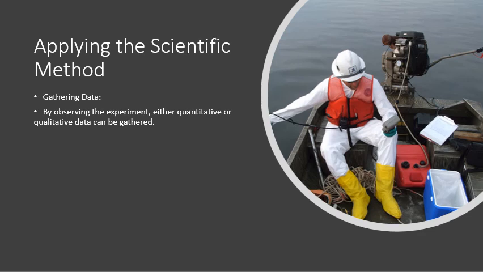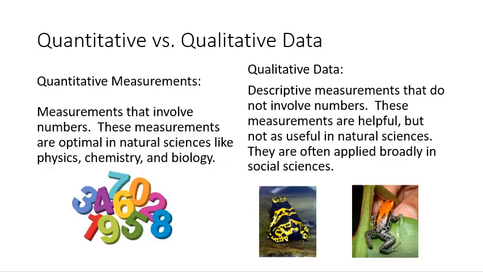Then you apply the scientific method. You gather data, and this data can be either qualitative or quantitative. You go out there, you figure out what's going on with these frogs. Quantitative data, like the name implies, is all about numbers. How do you quantify something? These measurements all involve numbers.